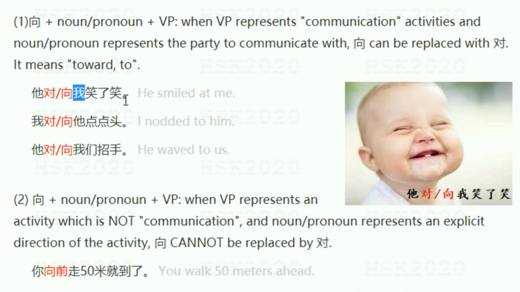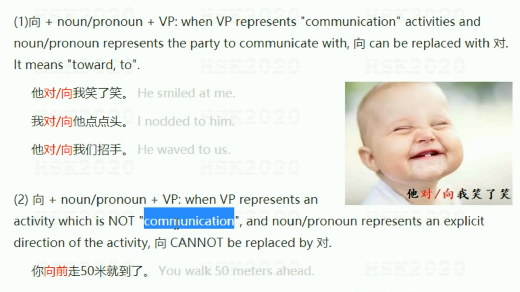Next one, 我对他点点头. So this is another way to communicate. 点点头. 我向他点点头. I nodded to him. 他对我们招手. 他向我们招手. He waved to us.